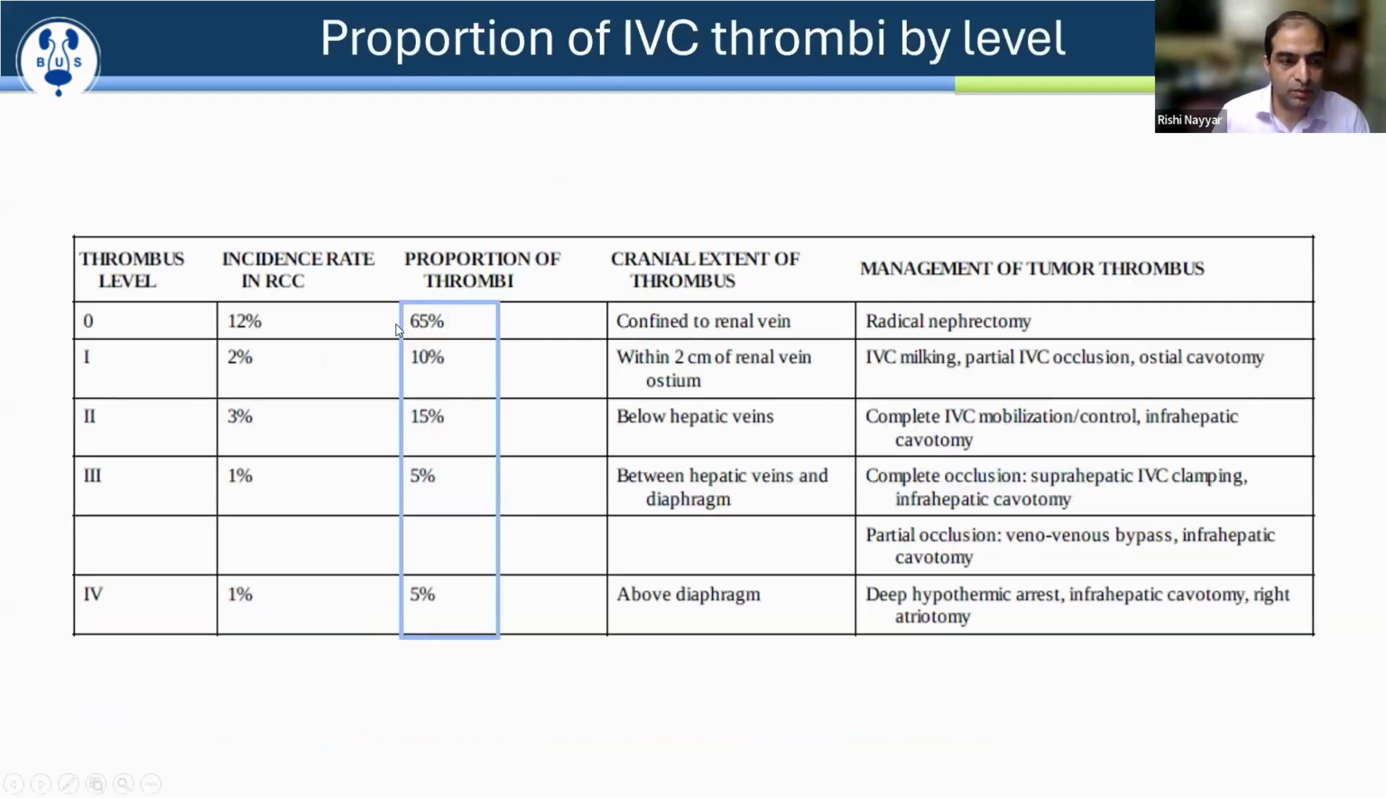This is the level of thrombus and the incidence that we see for these thrombi. Fortunately, most of the thrombi are lower level thrombi, 0, 1, 2, and up to 3. 3 means up to the level of hepatic veins and thereabouts. And above the diaphragm are just about 5% of all RCCs presenting with the IVC thrombus. So above diaphragm are rare, but about 20 to 25% are IVC thrombi which are retrohepatic and suprahepatic levels. The lower levels can be managed much more easily.